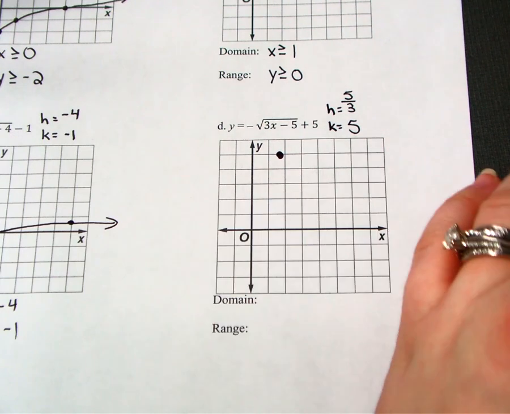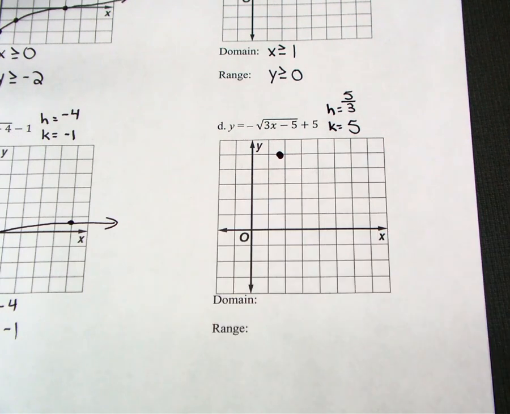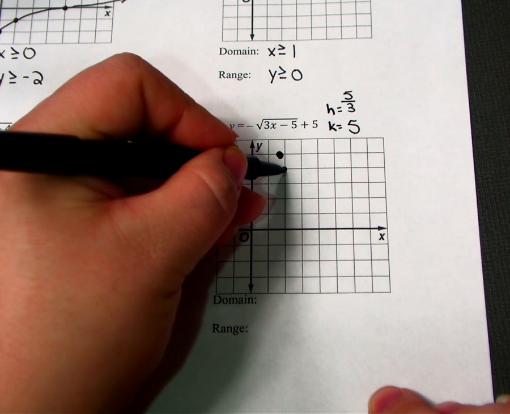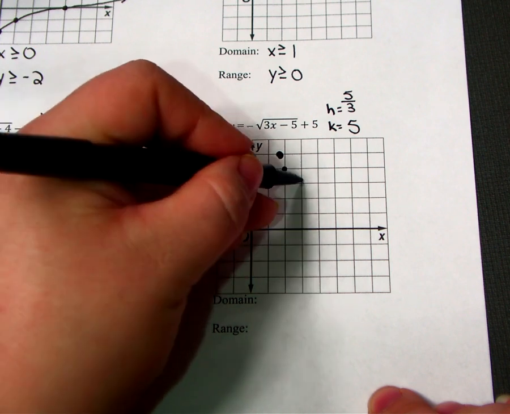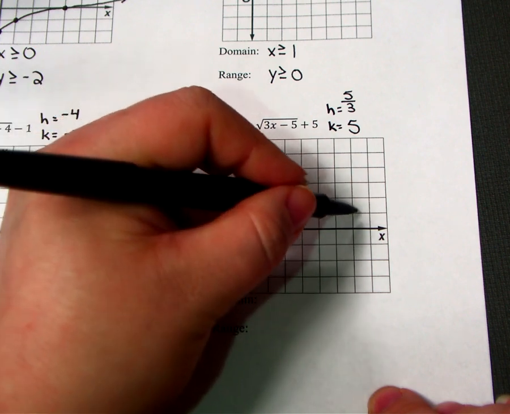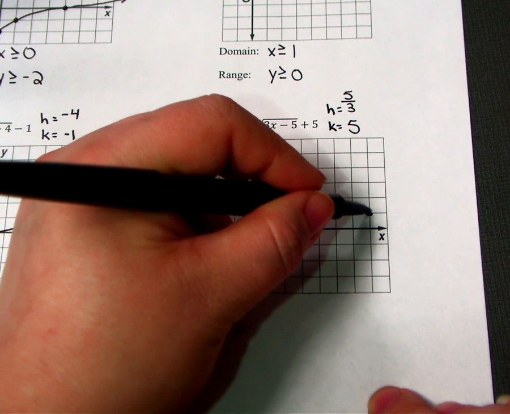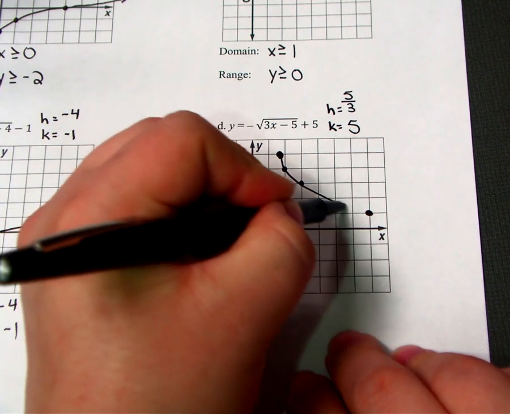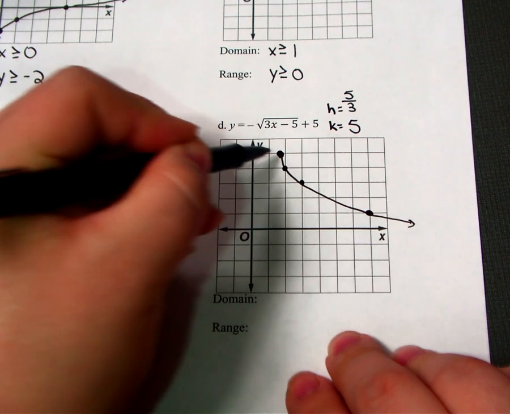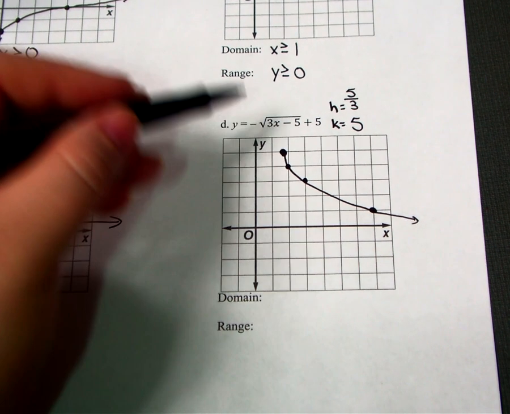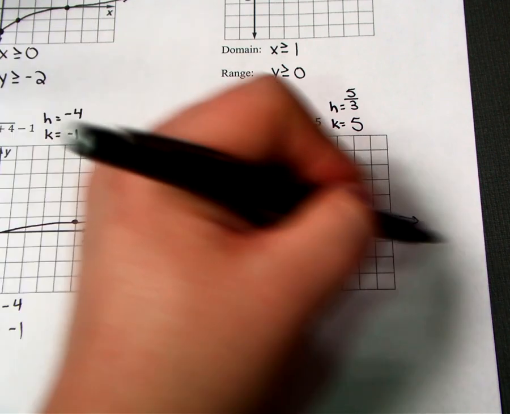Pull some other nice points from your table. I have one at 2 and 4, 3 and 3, and 7 and 1. Now this one has a little bit different shape. What do you think plays a role in the reason why this shape looks different? The negative in front. It makes it go from opening up to opening down.